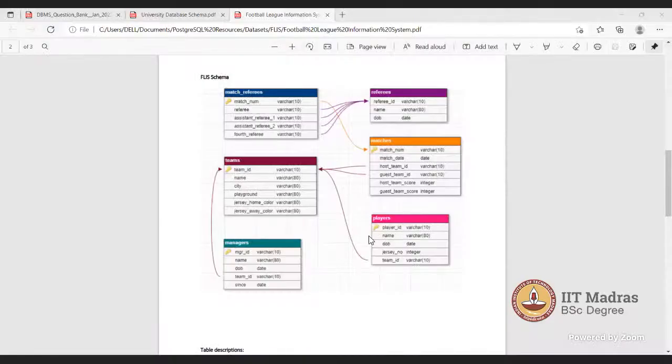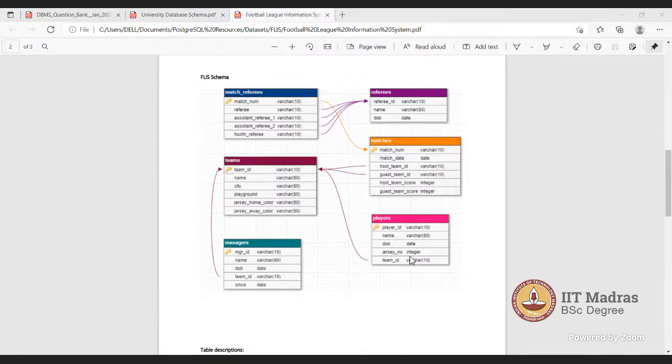Here you can see the FLIS schema. There is players table: player ID, name, date of birth, jersey number, team ID. We need to find player ID, name, and date of birth of the player, so we'll get this from players table. But from the team Rainbow. The team name Rainbow is in teams table. It means we need to join these two tables.